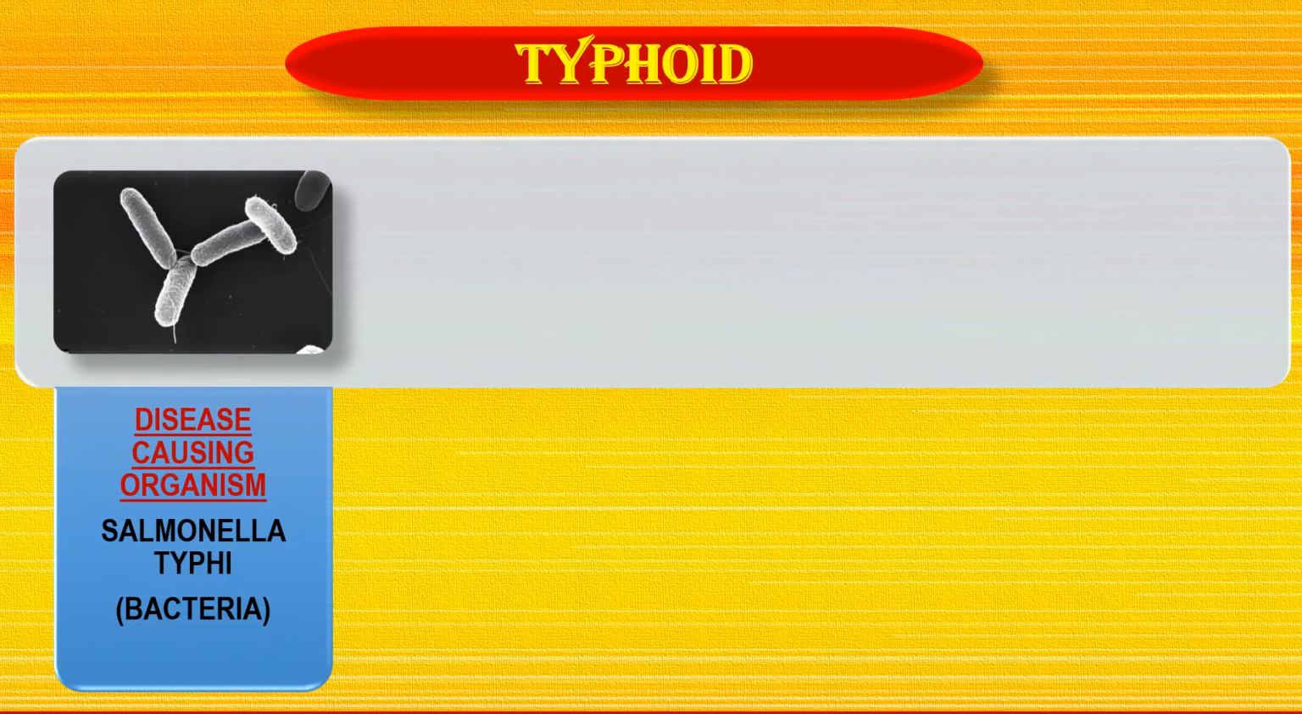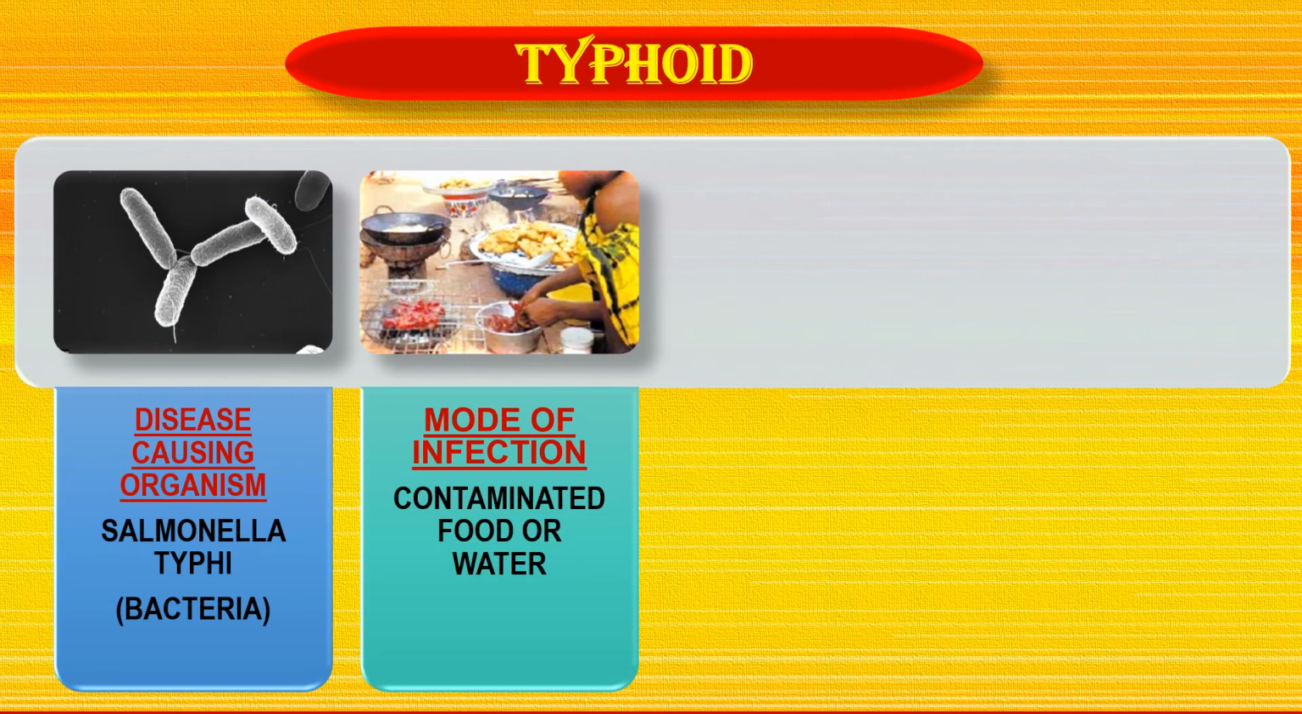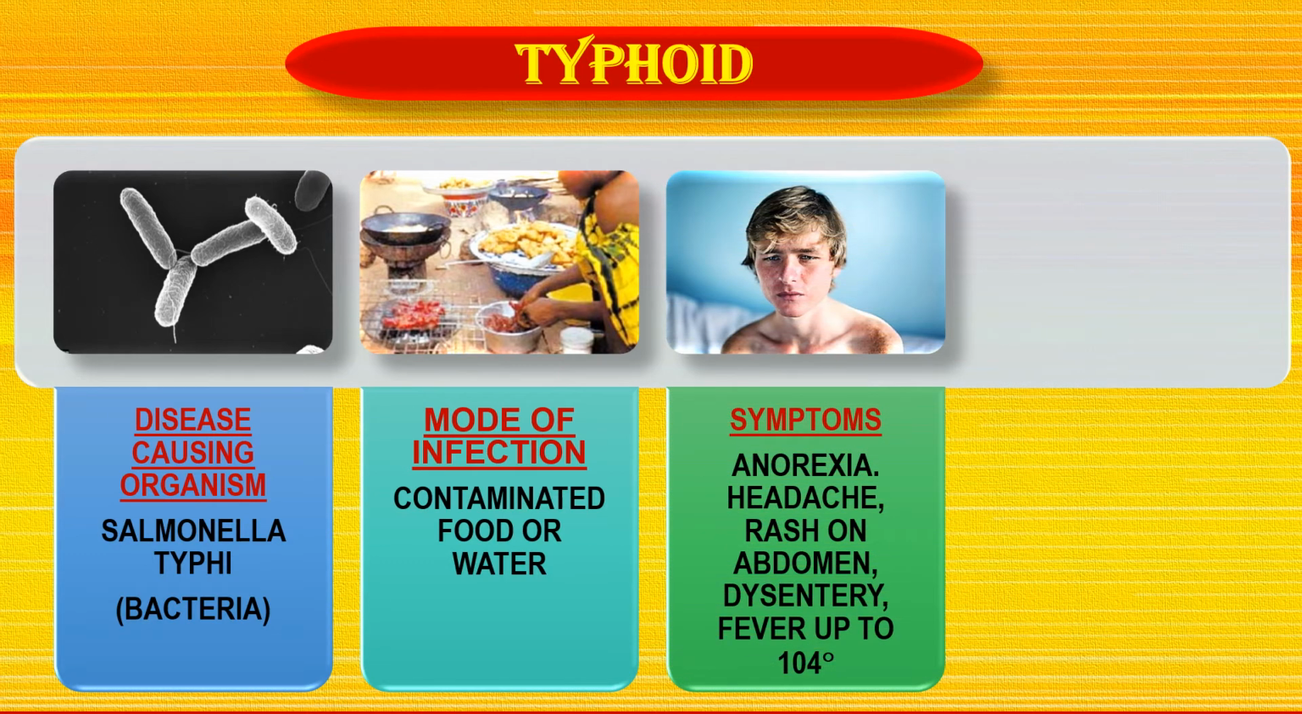Typhoid, where the disease-causing organism is Salmonella typhi, a bacterium. The mode of infection once again is contaminated or polluted food or water. The symptoms are anorexia, where the person doesn't want to eat and becomes full of bones, the muscles get wasted, headache, a reddish rash on the abdomen area, dysentery, and fever up to 104 degrees.